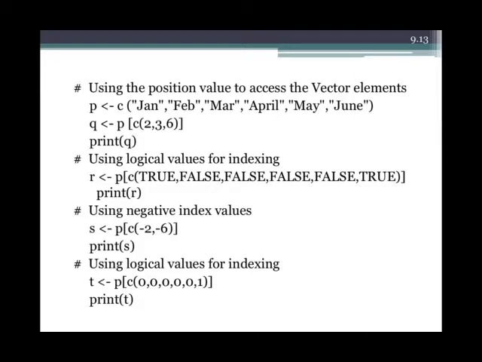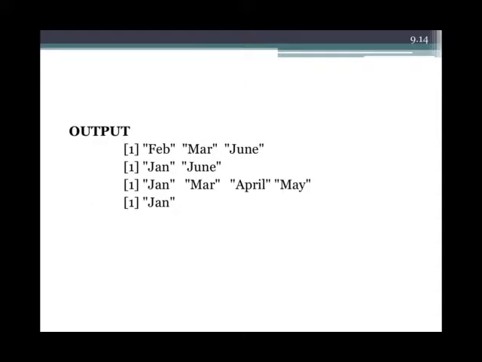We have taken the months January, February, March up to June and assigned it to a string, a vector called P. And the first example prints the second, the third and the sixth content of that vector P, which will be February, March and June. As we can see in the output, February, March and June.